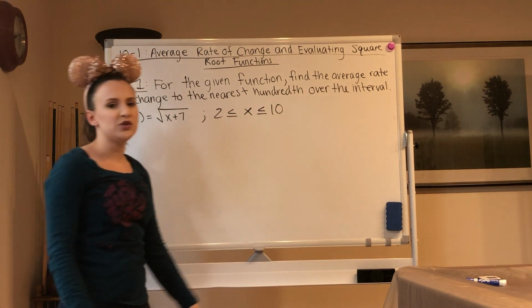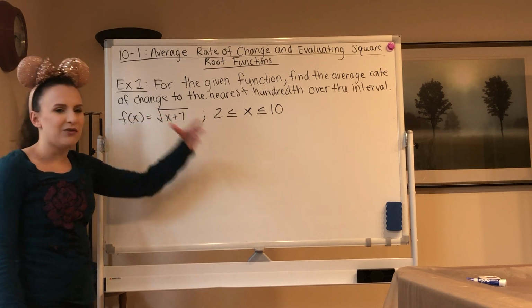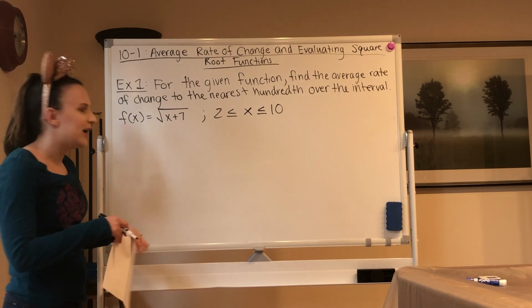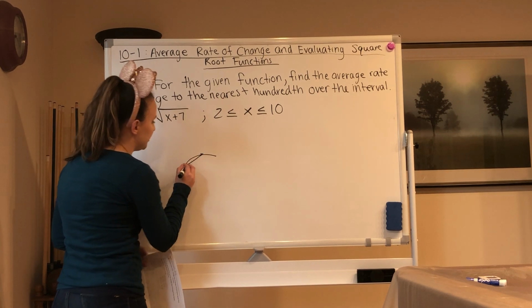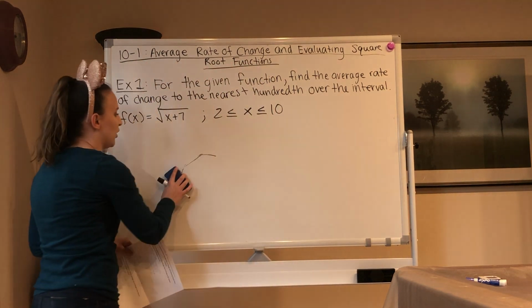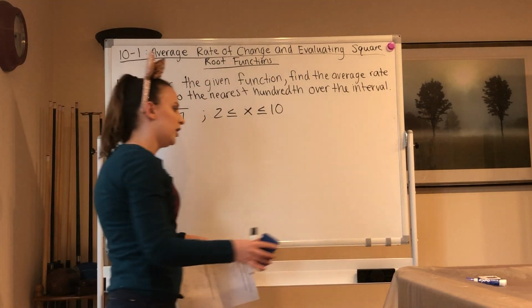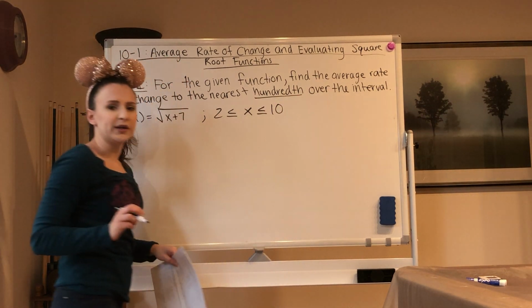interval. So that just means that we're going to find the slope over this interval. It's the average slope because we can't really find the slope of a square root function. What you're doing is you're averaging it, okay? It's not like a line where there's an exact slope. And we're going to round to the nearest hundredth.